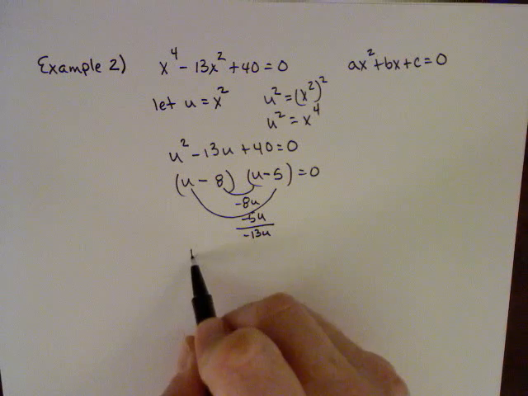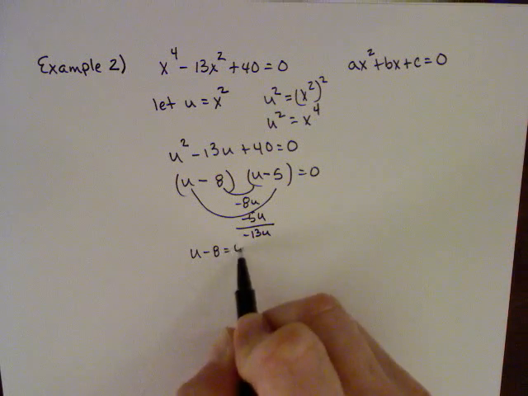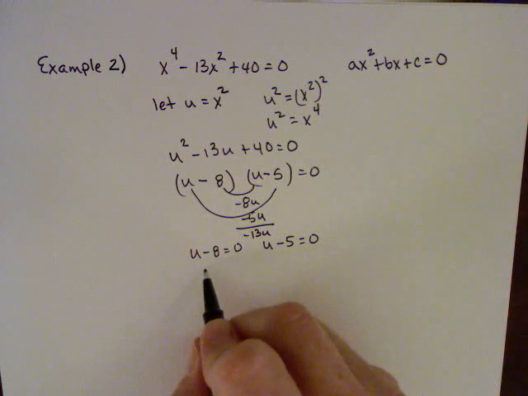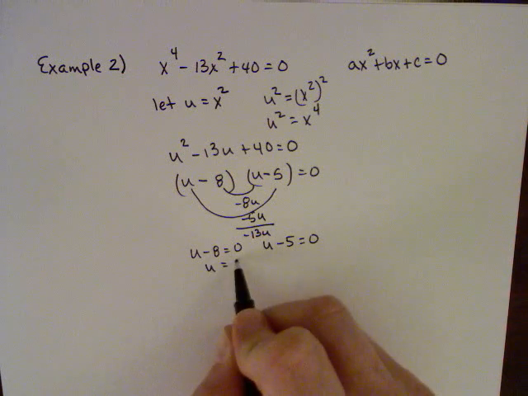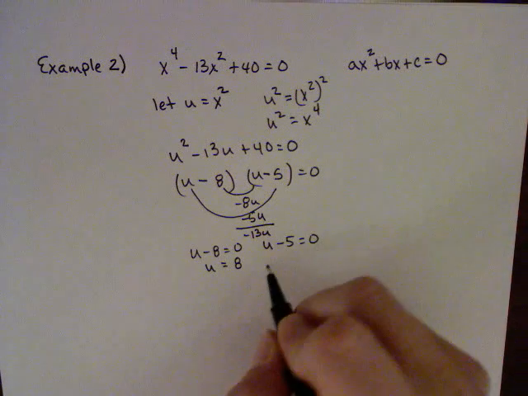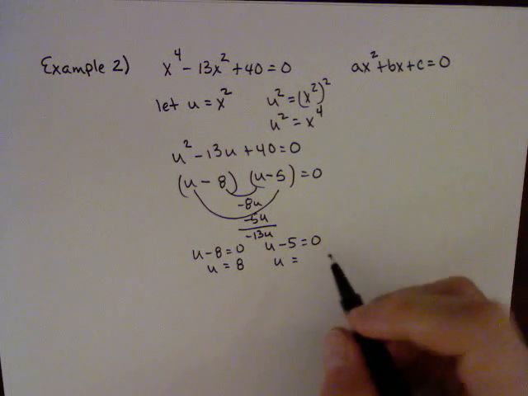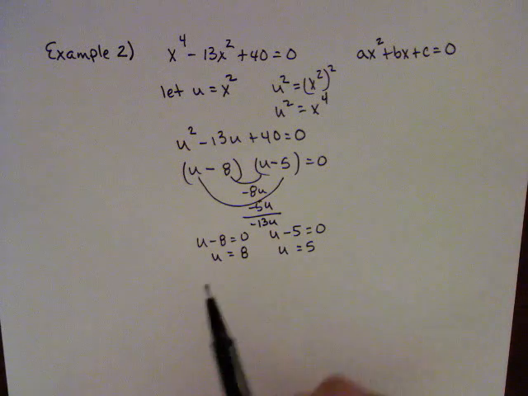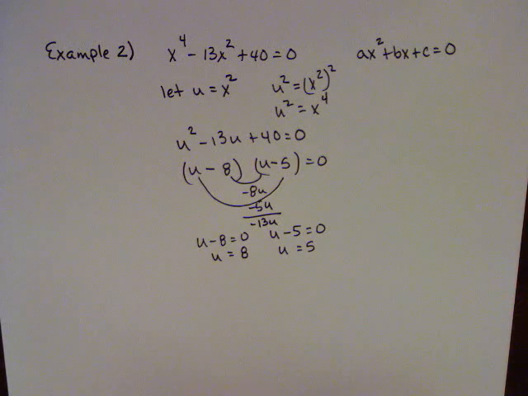Let's set each factor equal to 0 and solve for u. We can add 8 to both sides to get one solution, u is equal to 8. We can add 5 to this side to get u is equal to 5. We are not finished because we have to solve for x.